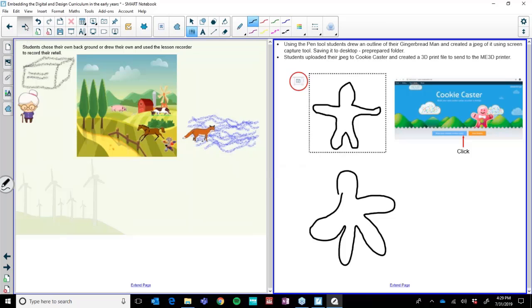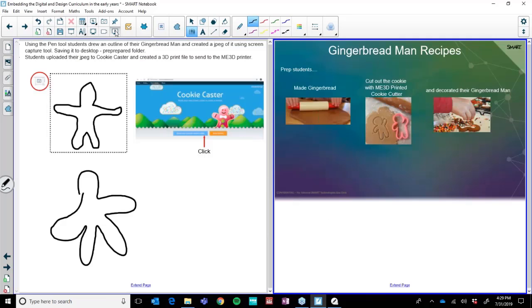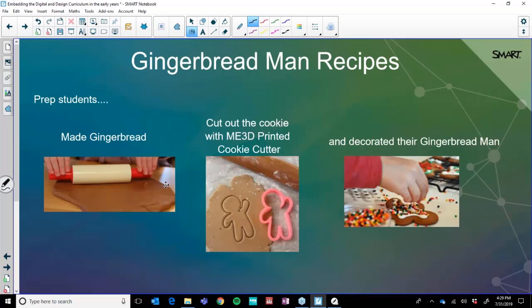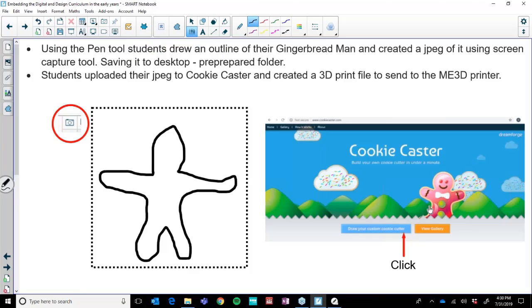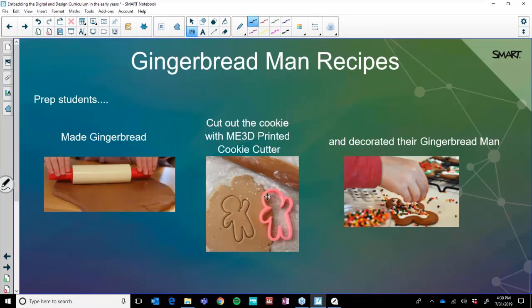I'm going to unsplit this now. They actually made gingerbread just at lunchtime. So they made gingerbread, and then they 3D printed their gingerbread man cookie cutter out. So they had sent it to the Cookie Caster website, downloaded the vector file, and sent it to our 3D printer. And at lunchtime, it printed the gingerbread man cookie cutters. So they made gingerbread man in the afternoon. They cut it out with their cookie cutter that they had designed.